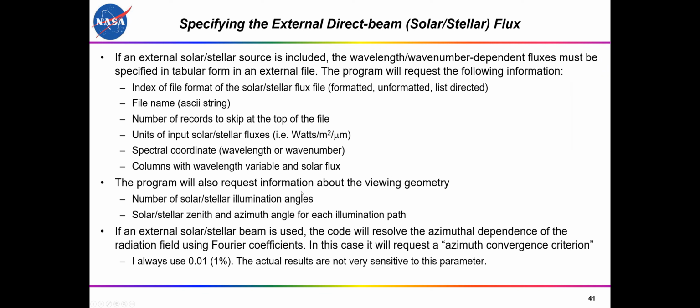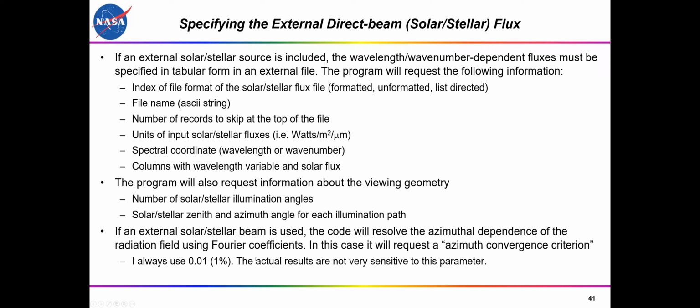The program will also request information about viewing geometry, which is the number of solar and stellar illumination angles, and the solar stellar zenith and azimuth angle for each illumination path. Okay, so I say viewing it, I meant to say illumination geometry here. If the external solar stellar beam is used, the code will also resolve the azimuth dependence of the radiation field using Fourier coefficients. If you do not include an external solar or stellar beam, everything is azimuthally symmetric in the model. You can read things out at any azimuth and you'll get the same answer as at any other azimuth, in the absence of something that's breaking the azimuthal symmetry.